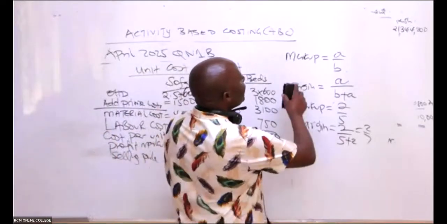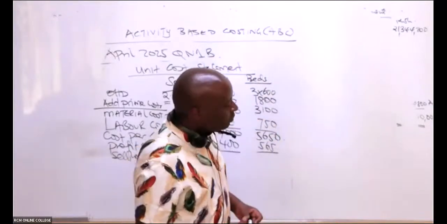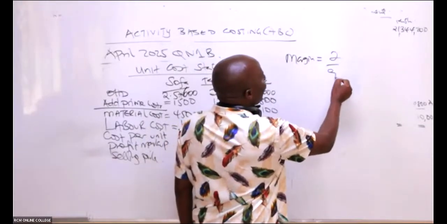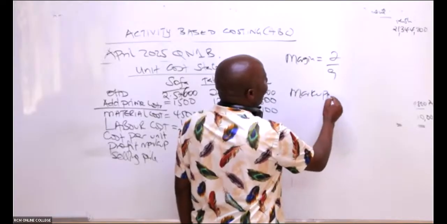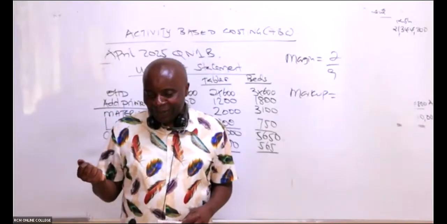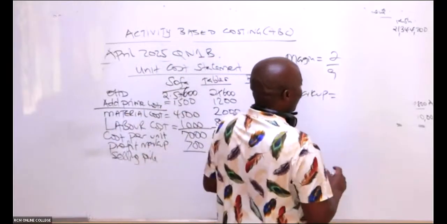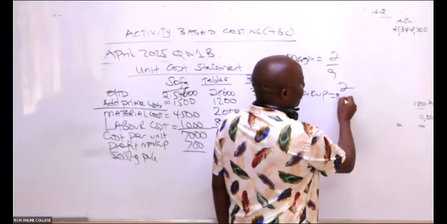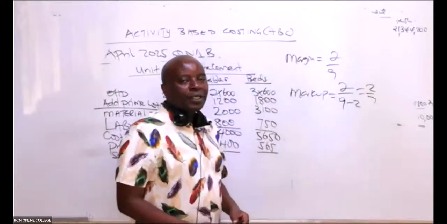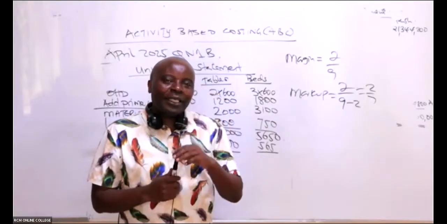What if some ninja came and gave you margin as 2/9? What do you think the markup will be? Markup is the smaller one, isn't it? So for markup, the denominator is always smaller. So it'll be 2 over 9 minus 2, which will be 2 over what here? 2/7. And if you look at your past papers, they'll give you costs, but in the additional information, they'll tell you that margin is 10%.